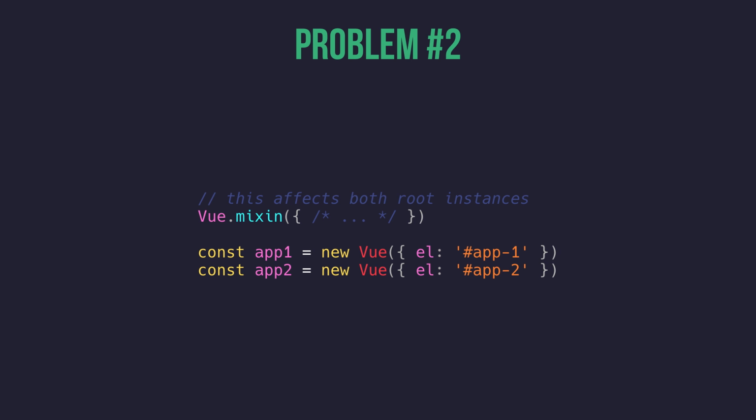Problem number 2 is that this also makes it difficult to share the same copy of Vue between multiple, and I'm air quoting here, apps on the same page, but with different global configurations. Let's say you wanted to have one set of mixins for app 1 and another set of mixins for app 2. You can't really do that in this scenario because Vue.mixin is storing everything at the global level, and that's going to affect all app instances.